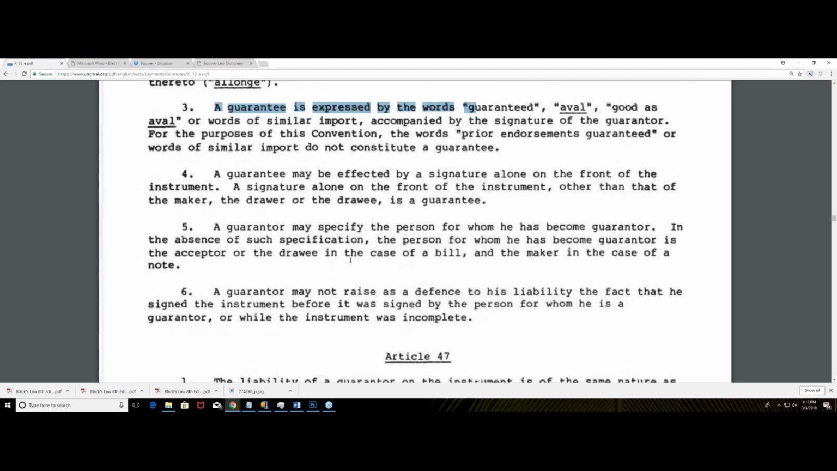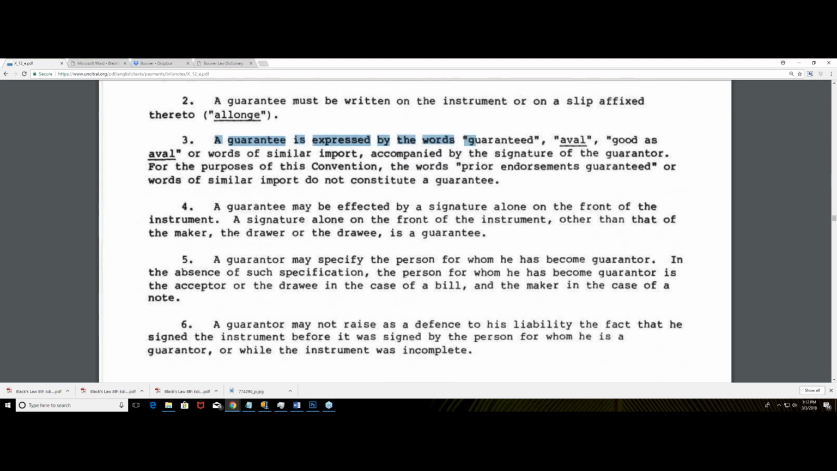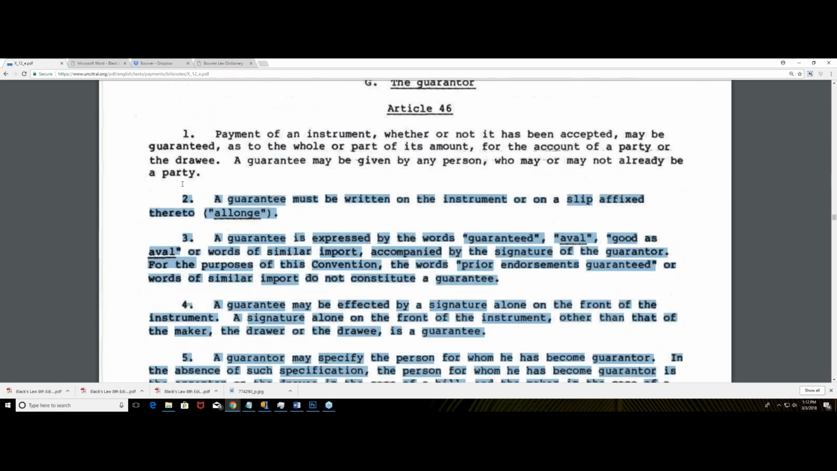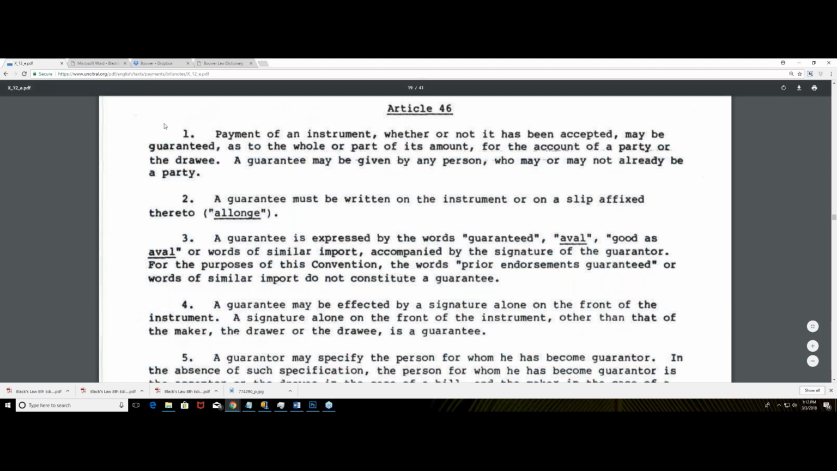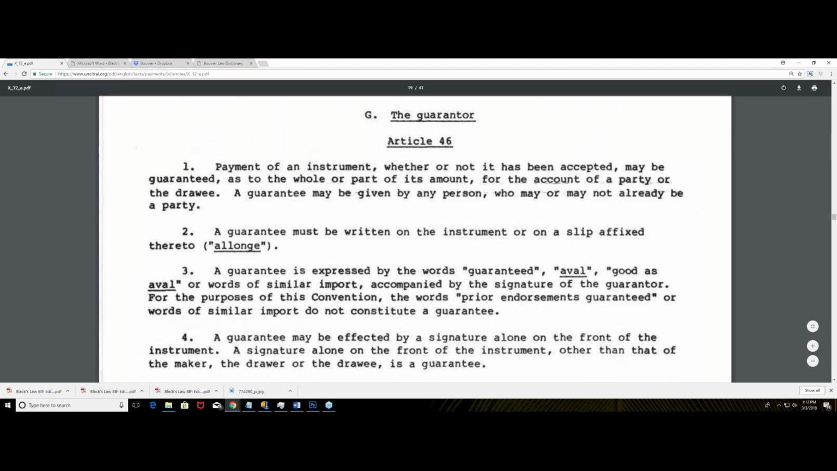Let's read that again. These are all the different circumstances that may arise. This is why you've got to read all 96 articles, because there are so many different things that can come up in the negotiation of negotiable instruments. They already have a rule that will cover any eventual circumstance that could possibly crop up. But right here, we are interested in Article 46, number 3.